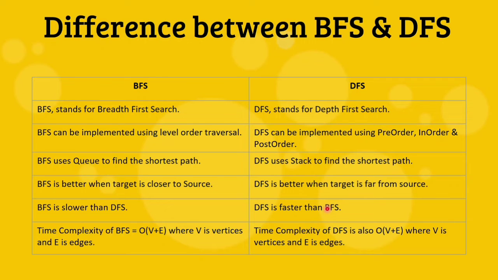Along with that, one more point can be added for the time complexity. But for both of them, the time complexity is the same. So it is not a difference, it is a similarity. The time complexity of BFS as well as of DFS is O of V plus E, where V is the vertices and E is the edges. Once we understand the difference between BFS and DFS, we need to understand where to use BFS and where to use DFS. So let's see.